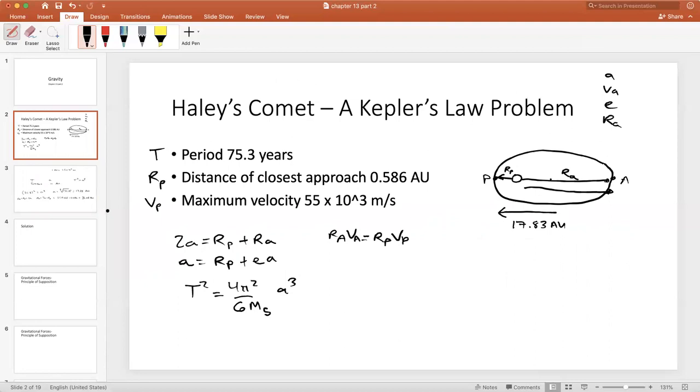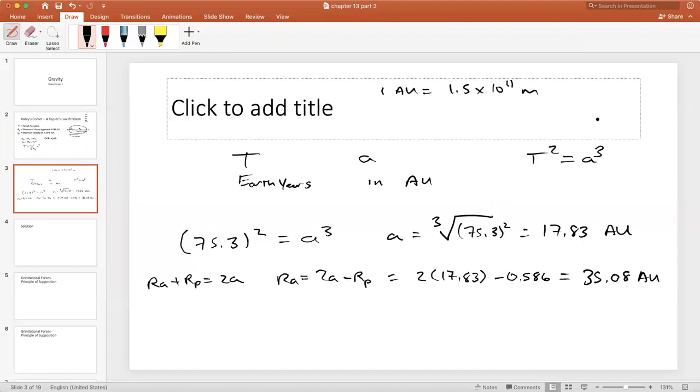Essentially, Neptune is at 30 AU, and Pluto's at somewhere like 39. So Halley's Comet goes out past Neptune and almost to where Pluto is before it turns around and comes back in. And it takes 75.3 years to do that.